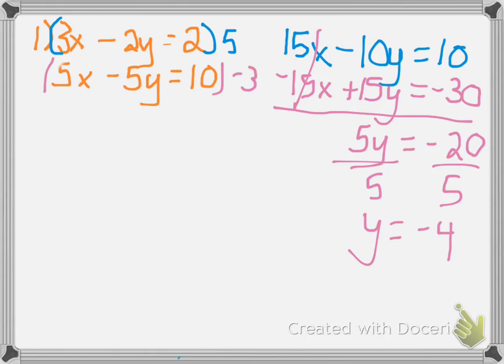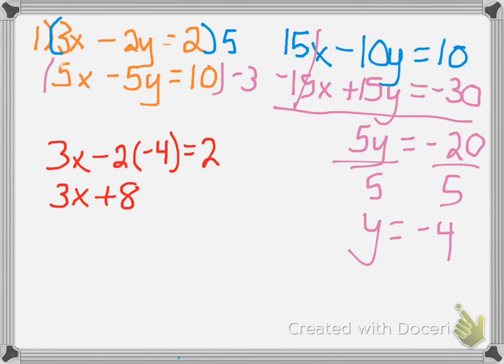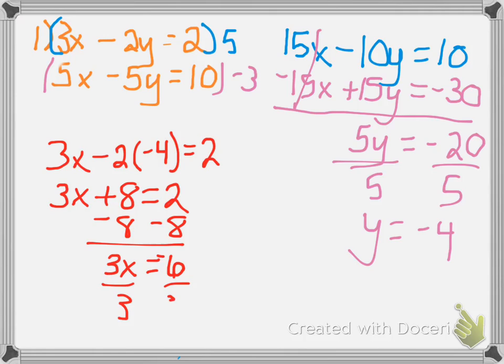Then you can take negative 4 and you can plug it back into either the top or the bottom equation. I always go back to the original. I'm going to plug it into the top. So I have 3x minus 2 times negative 4 equal to 2. So I have 3x plus 8 equals 2. Subtract 8. I have 3x equals negative 6. Divide by 3. And x is negative 2.